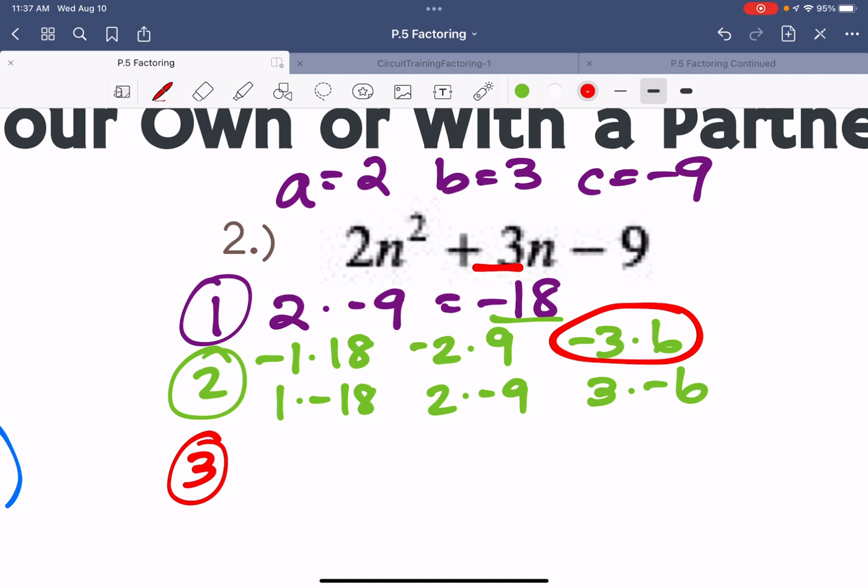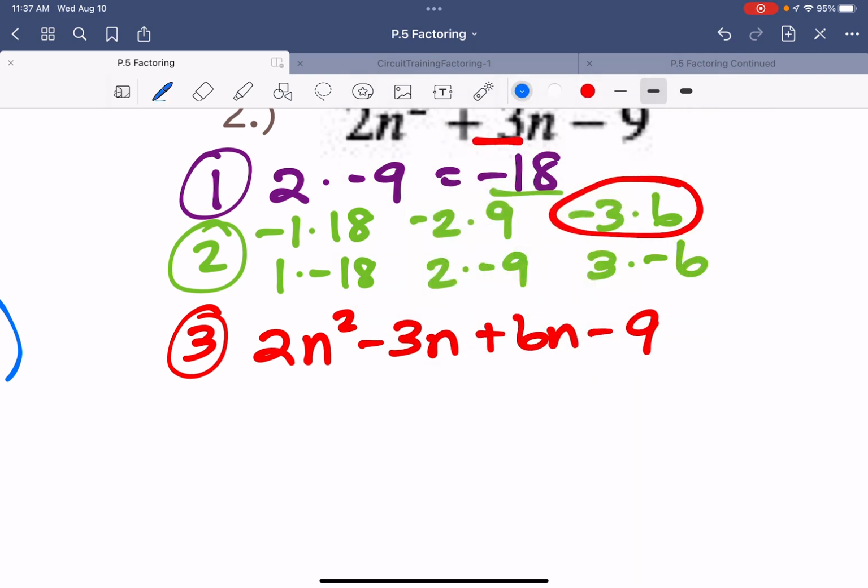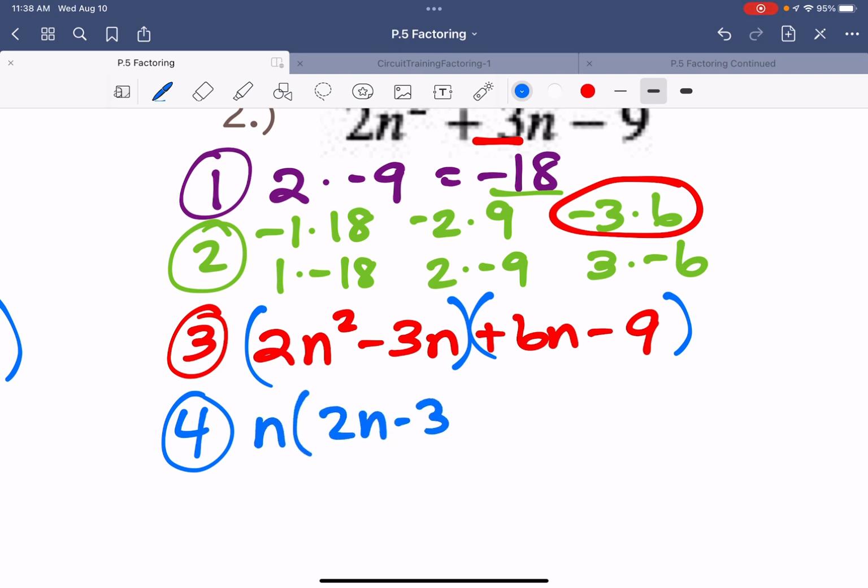So I'm going to rewrite my trinomial into 4 terms. So 2n squared minus 3n plus 6n minus 9. I move on to step 4, which is factor by grouping. So I group the first 2, I group the second 2. GCF of the first 2 is n. And GCF of the second 2, well, first I take the sign out, so a plus, and it looks like a 3. So I'd be left with 2n minus 3.